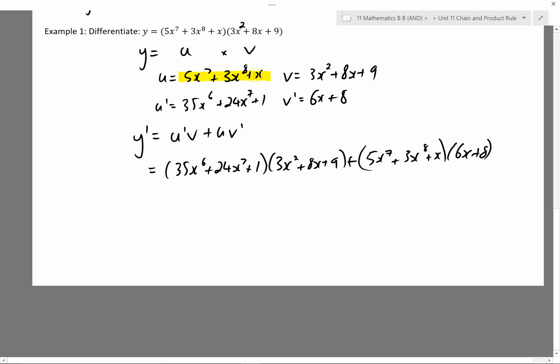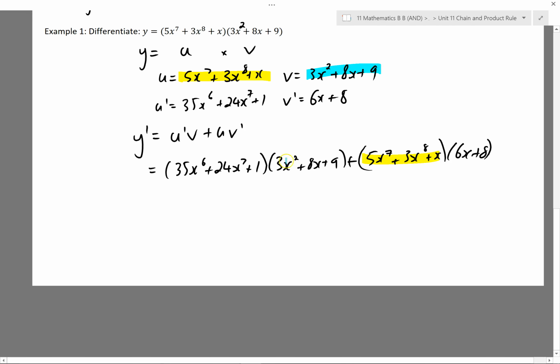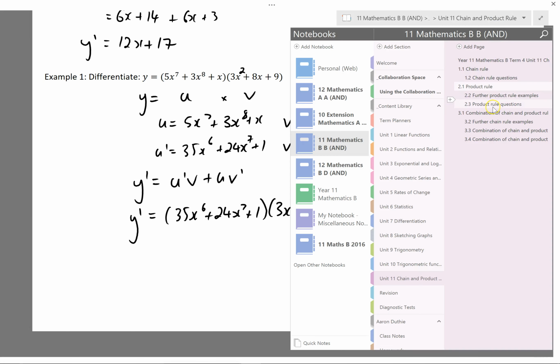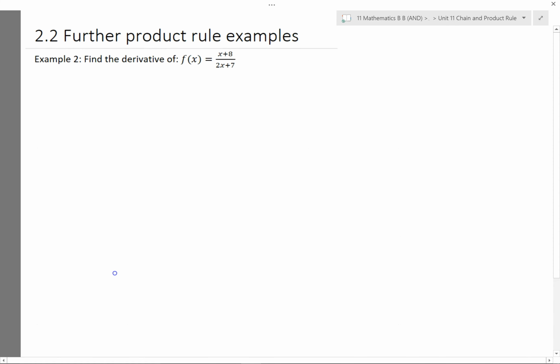So there was u, there's v, there's u dash, and the one that's not highlighted is v dash. Okay, use all 4 elements of it to apply the product rule. And I'll just leave the derivative like that, okay, as y dash. Okay, turning over the page for some further examples where it might be a bit more complex.